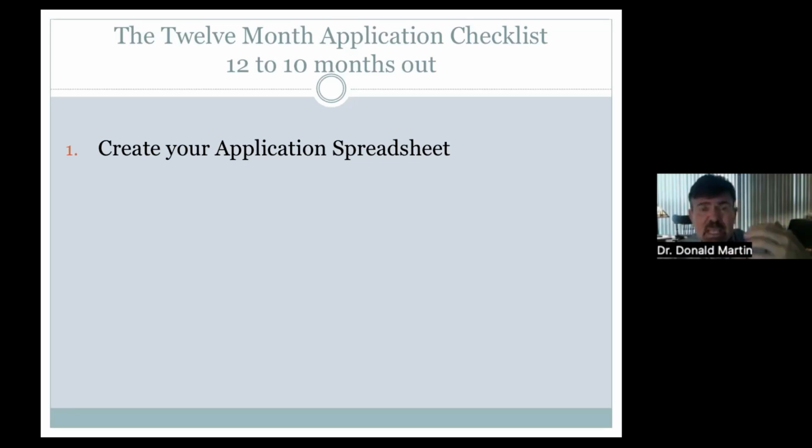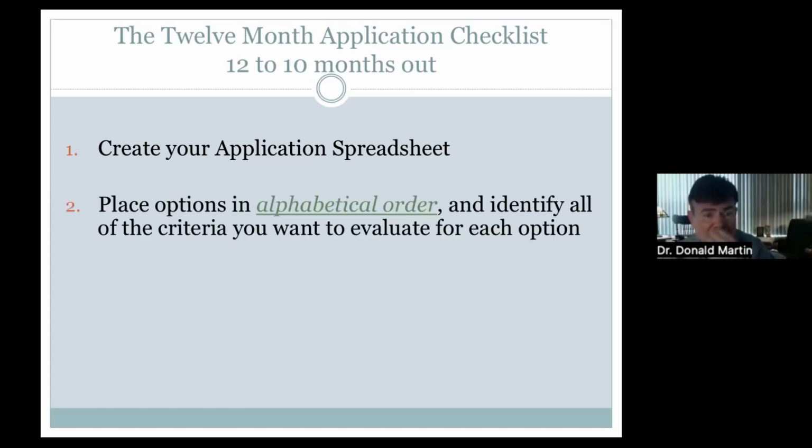Well, these would be the alphabetical listing of all the institutions to which you are interested, not to where you're going to apply yet. This is well before that. This is at the beginning. You're going to list, and we hope you will have quite a few that you place on this spreadsheet. As I mentioned, place them in alphabetical order, and then on the other side of that spreadsheet, what are the criteria you would be most interested in evaluating for each of these options?